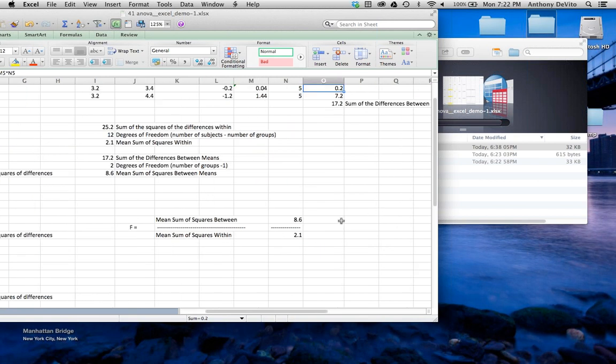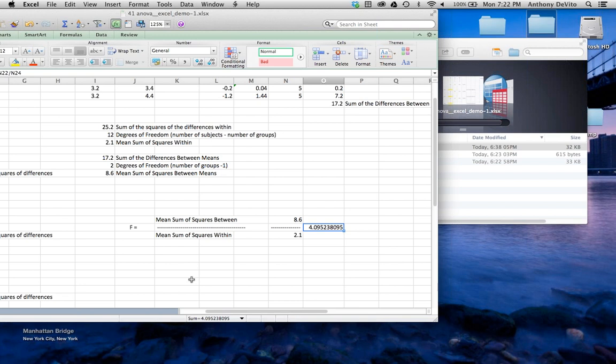Okay, so now what is F equal to? F is equal to 8.6 divided by 2.1. So now, the further apart the means are of the 3 groups, the narrower the groups are, the less variable that the groups are, the bigger this number becomes. So now we have to say to ourselves, is this number big enough for us to reject our null hypothesis? Let's talk about that now. It's a little late, right, to talk about null hypothesis, but now that we see how this calculation is done, maybe it's a good time to discuss it at this point.